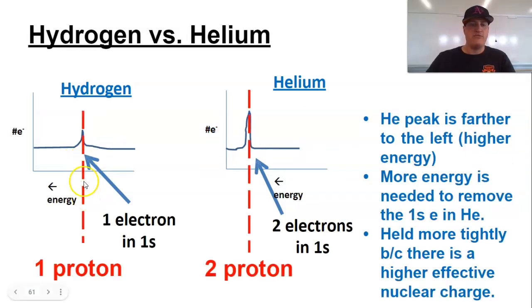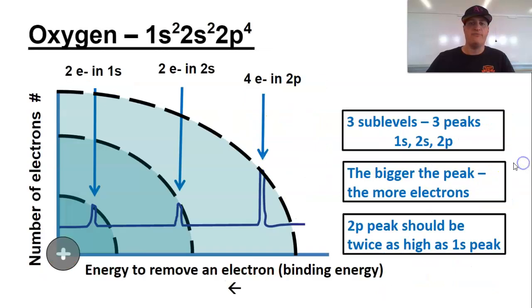This one has 1 proton, so you can see its energy is midway. This has 2 protons, and because there's 2 protons, that means there's a higher overall charge. So therefore, more energy is needed to remove the 1s electron in helium, because it's more tightly held, since there's a higher effective nuclear charge. So remember, highest energy would be like at the origin. But remember, it's not the origin because that's not 0. Energy is going to be increasing across. It doesn't always show you the numbers, but we will see some examples where they will have that.